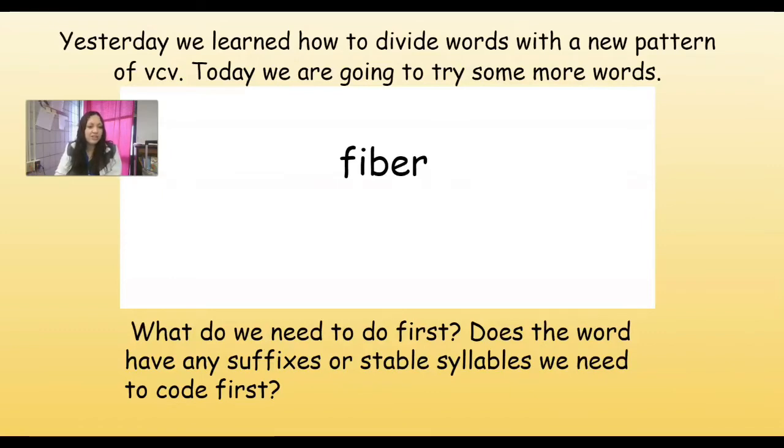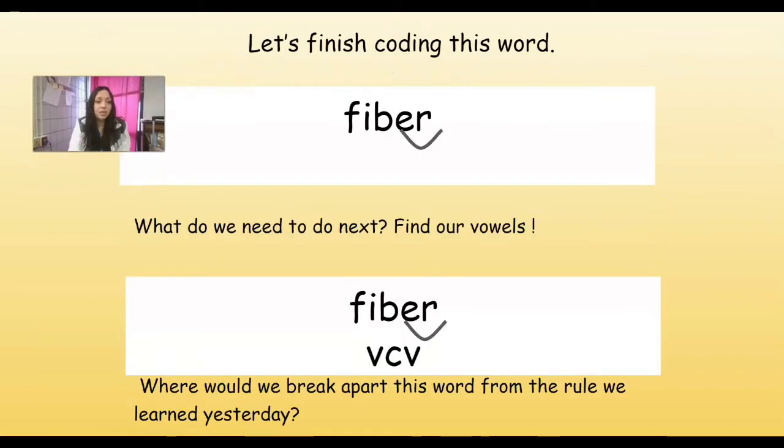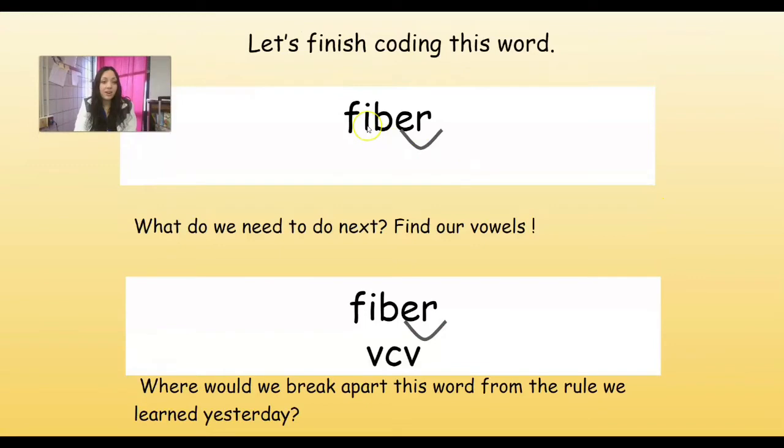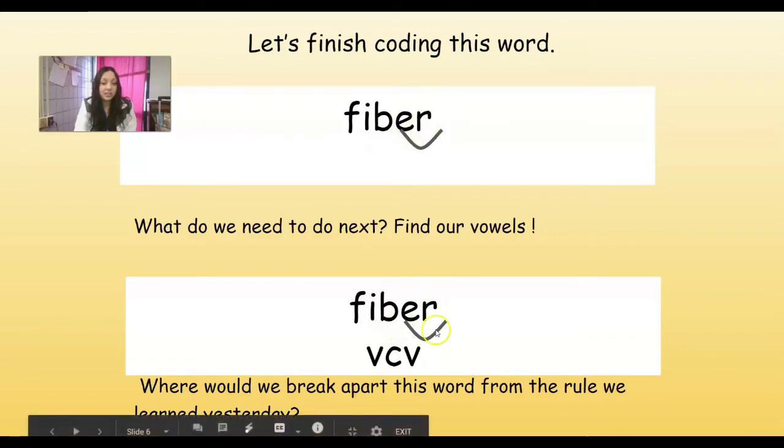So what do I do first? I have to find my vowels. That's right. So my vowels are I and E. So I've got that vowel consonant E pattern. But look, I've got that ER in there. So I need to make sure that I code that together too. So since I have the vowel consonant vowel, where do you think I'm going to break it apart?